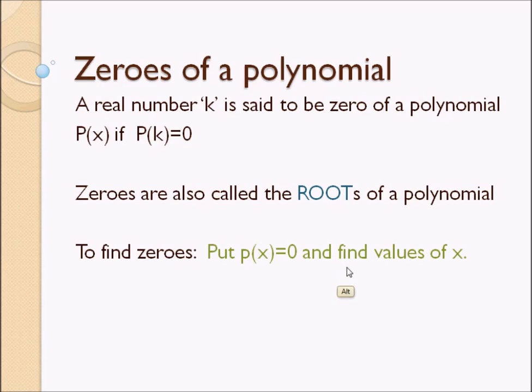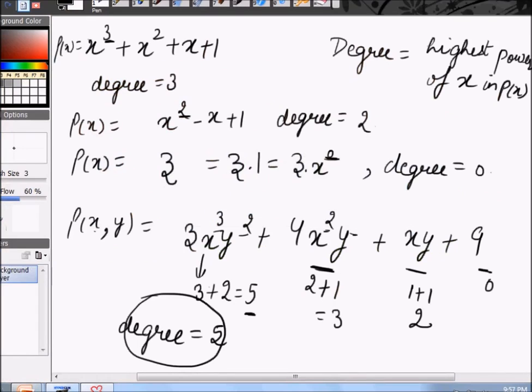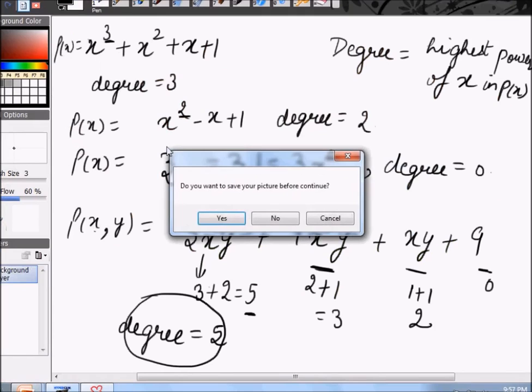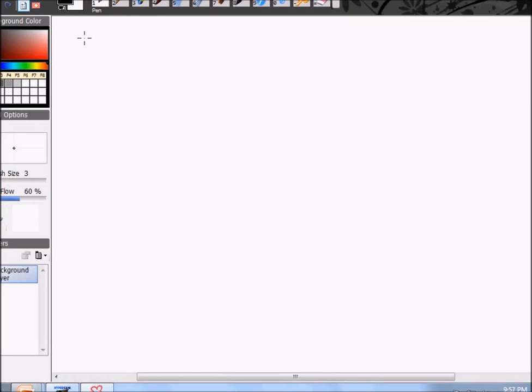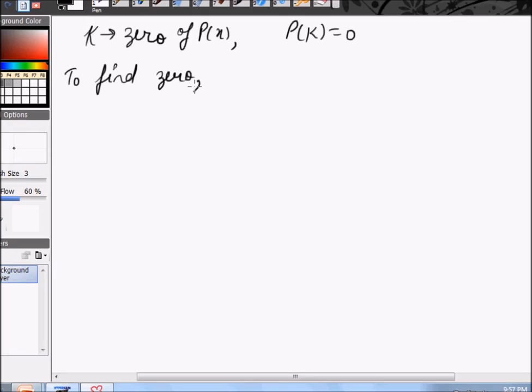Let us simplify this slide. Firstly, it was stated that if k is a 0 of p(x), then p(k) equals 0. The second statement was to find zeros, put p(x) equal to 0 and find the values of x.